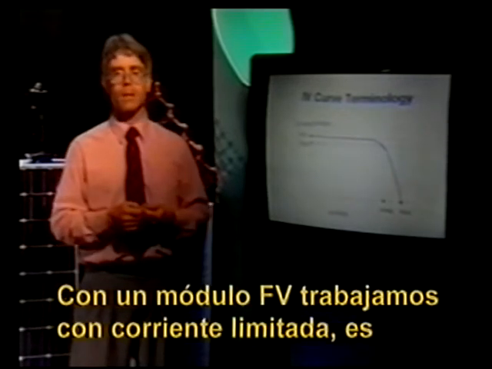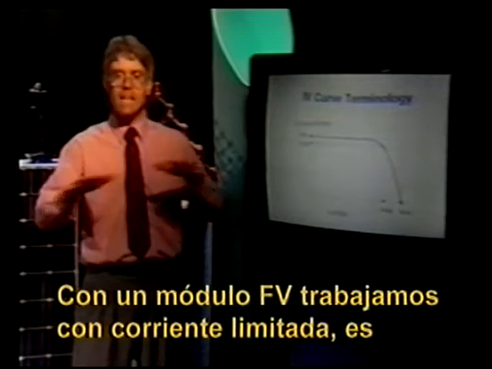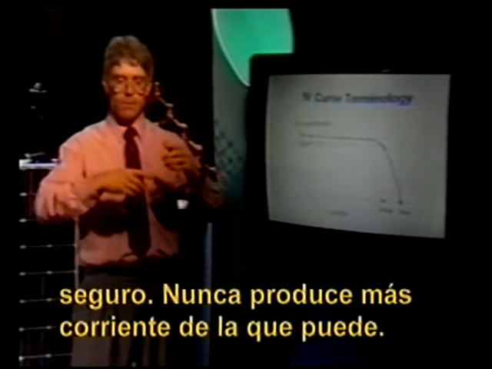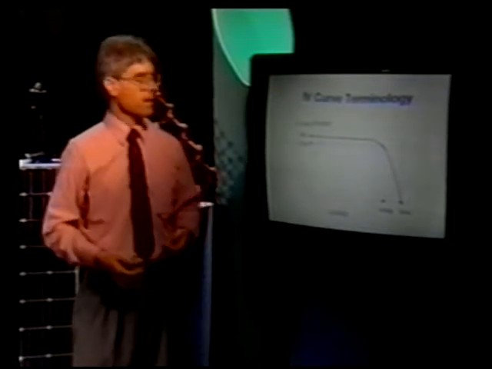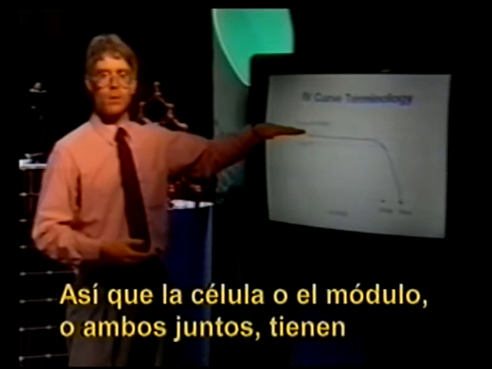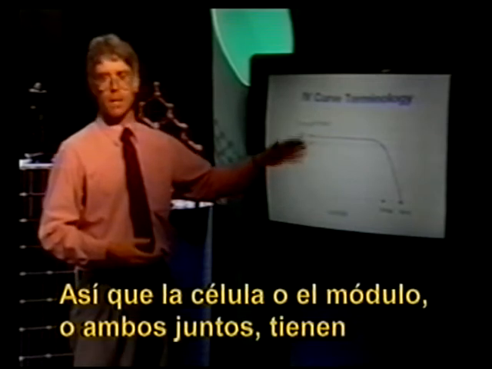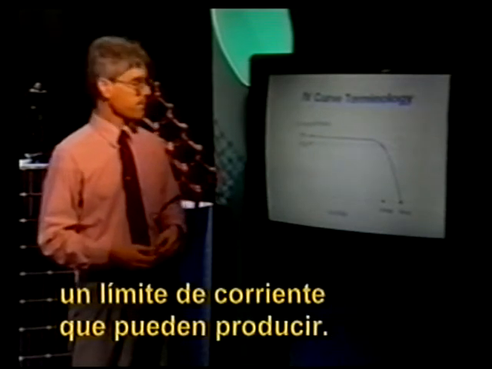With a photovoltaic module, it's fundamentally current limited. It's safe. It never produces more current than it can produce. It never runs away. So there's an upper limit to the amount of current that a cell or a module can produce.